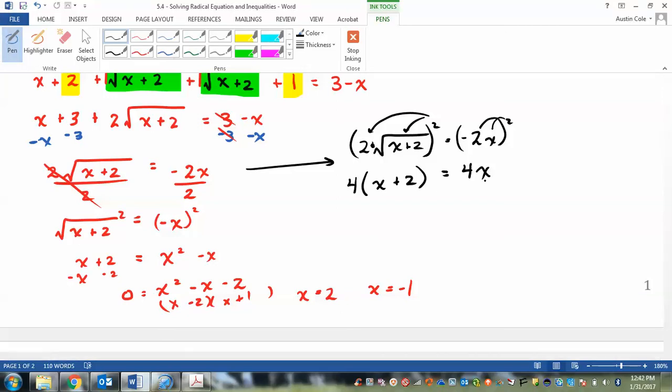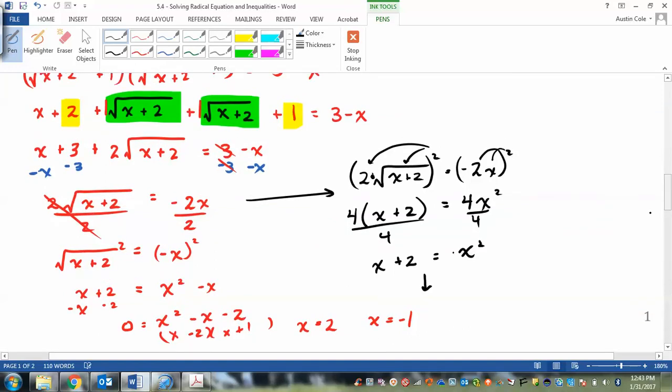Now I need to divide both sides by 4. I'm going to get x plus 2 equals x squared, and we're going to go from there. Okay? It's not going to change your answer, but by squaring both of them, sometimes it'll get rid of that potential extra decimal fraction and so on. Okay? Well, so let's go ahead and check this.